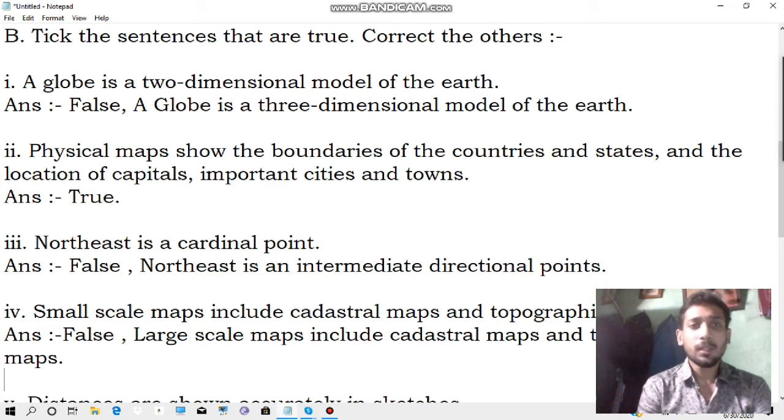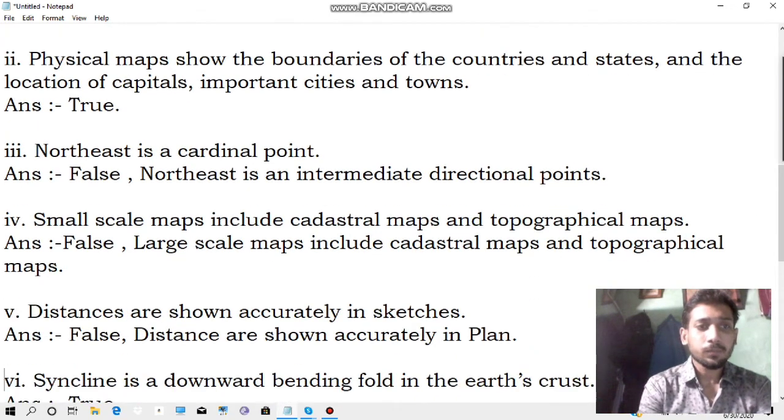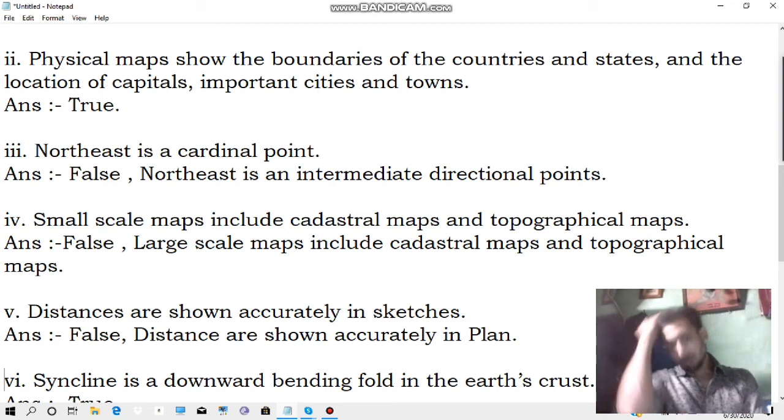So it's absolutely true. Thereafter, we will come towards the northeast in the cardinal point. Northeast is a cardinal point. It's false, because northeast is an intermediate directional point. Intermediate directional point means the directions between the cardinal points; between the north and east there is a direction which is said to be northeast, and it is the intermediate directional point.